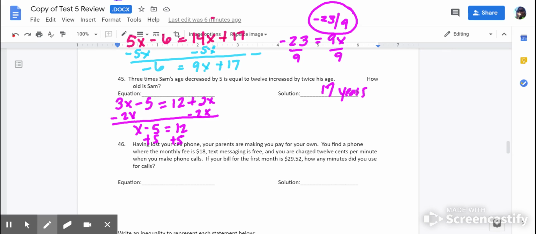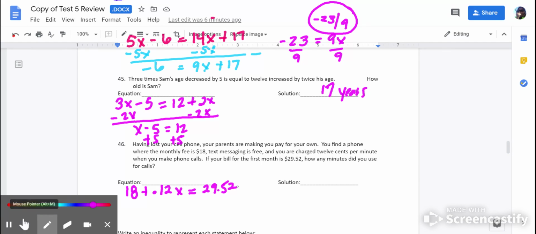For 46, having lost your cell phone, your parents are making you pay for your own. You find a phone where the monthly fee is $18, text messaging is free, and you're charged 12 cents per minute when you make phone calls. If your bill for the first month is $29.52, how many minutes did you use for phone calls? So we know that we have a monthly fee of $18. In addition to that, I must pay 12 cents per minute, so 0.12x. And I know that my bill this month was equal to $29.52.